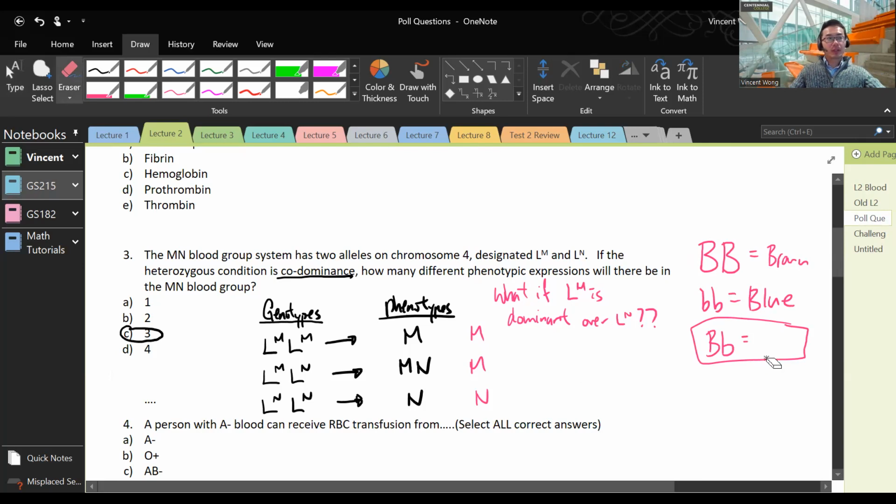That should be something that we learned last semester, right? Yeah, this would be brown, right? And why is it brown? Because big B is dominant over small b, right? It will cover it up, right?